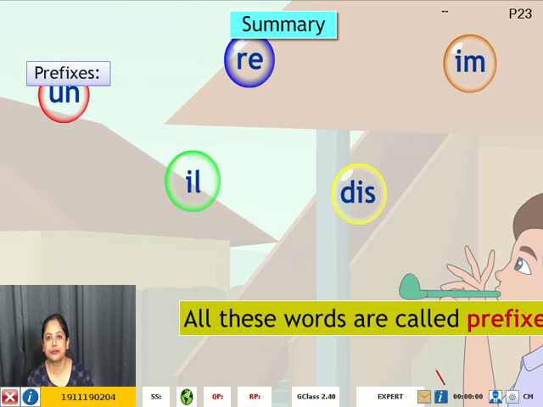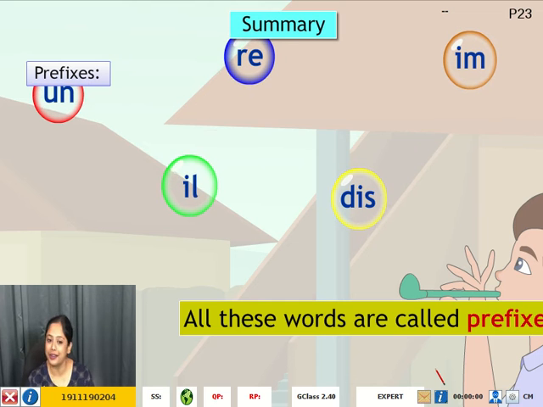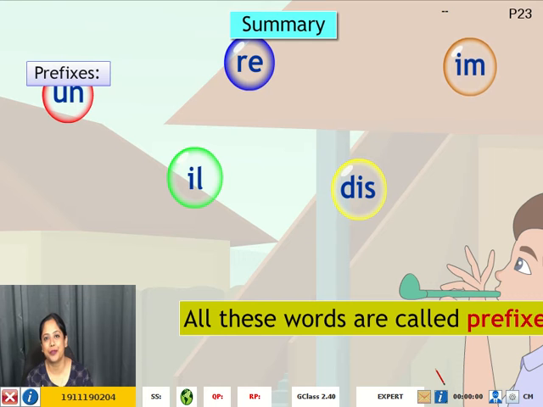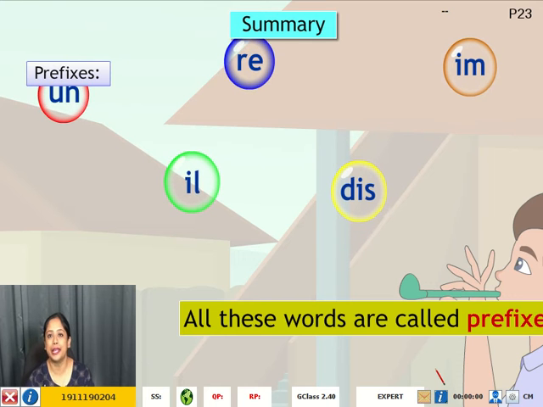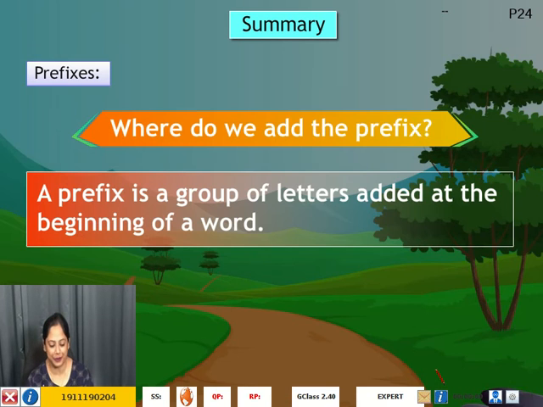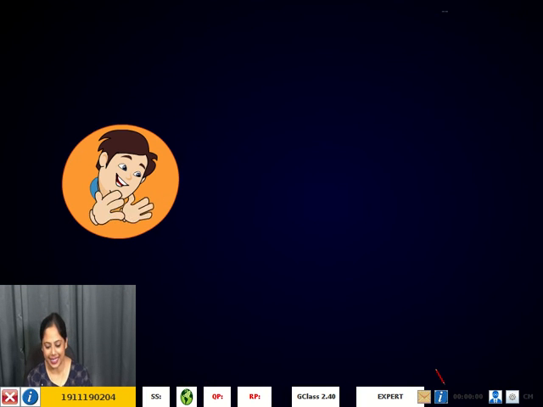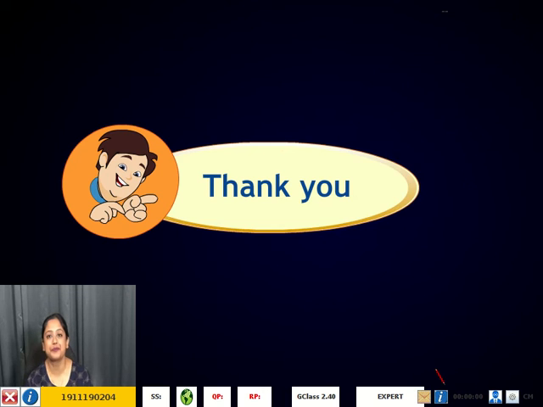In English, you can see all the letters on your screen like un, re, il, dis, m. All such affixes placed before the stem of a word are called prefixes. Where do we add the prefix? A prefix is a group of letters added at the beginning of a word. Right? Now, that's all about prefixes.